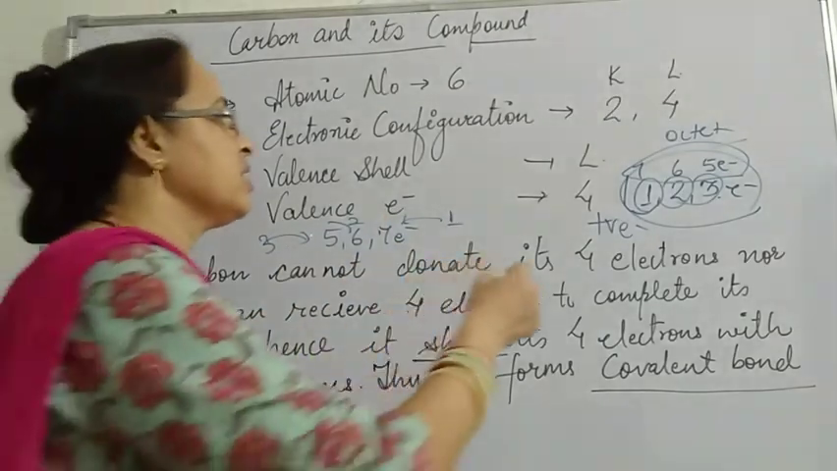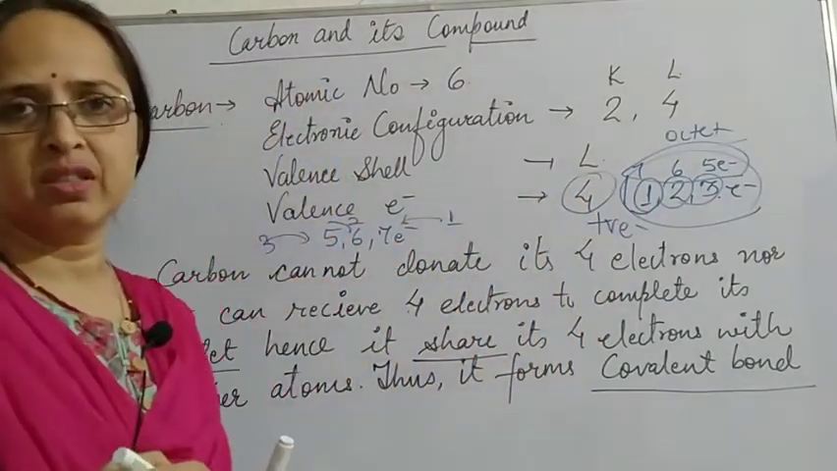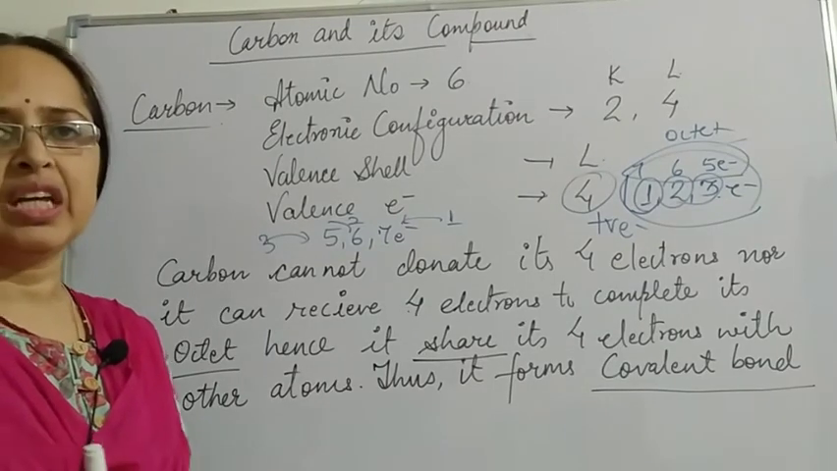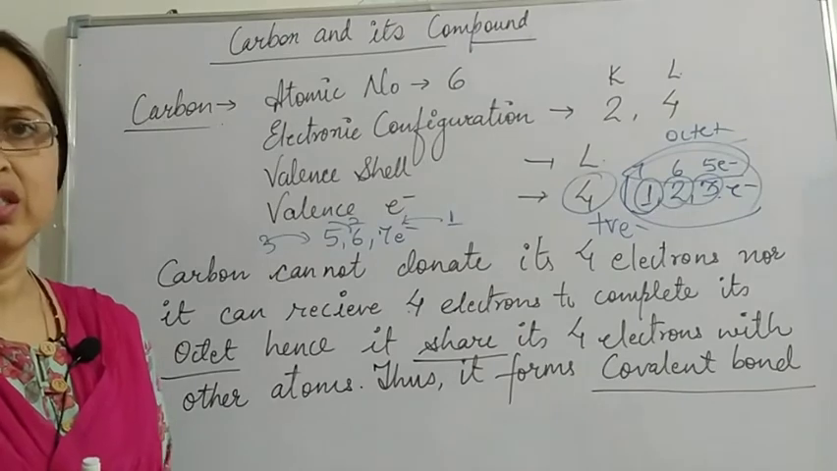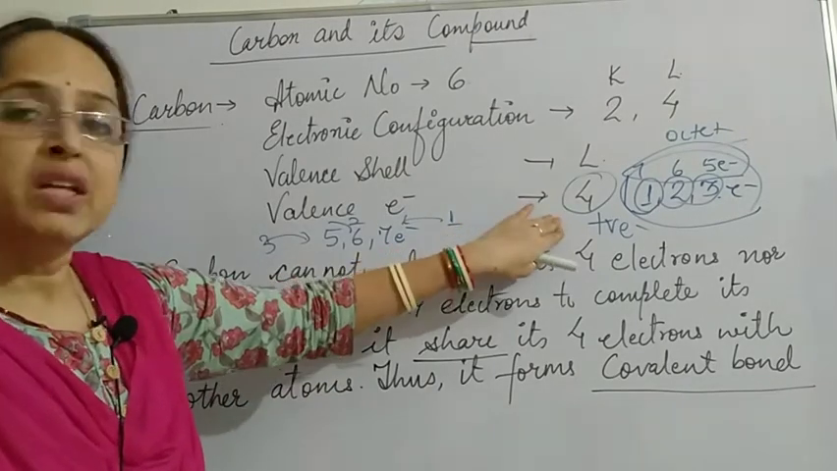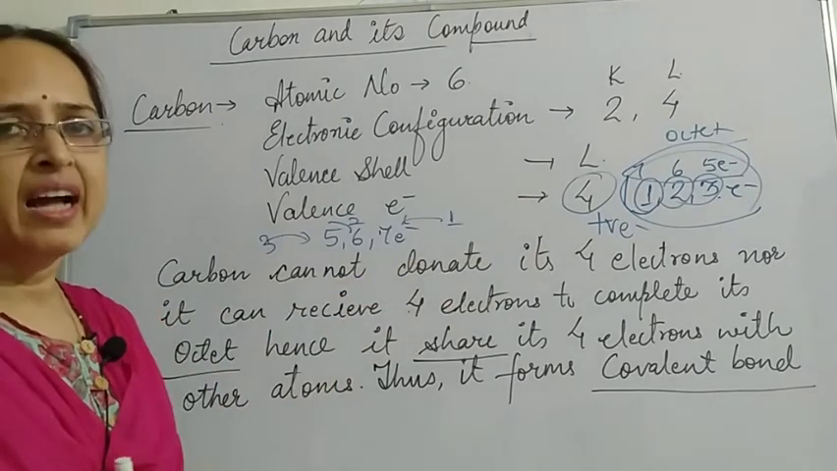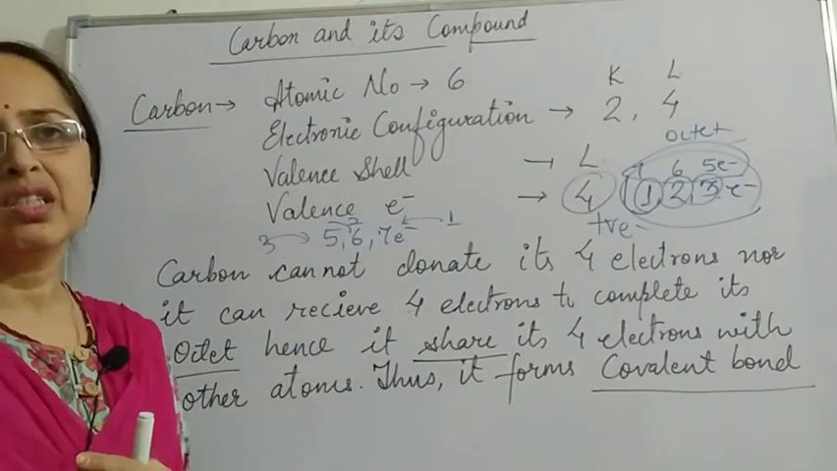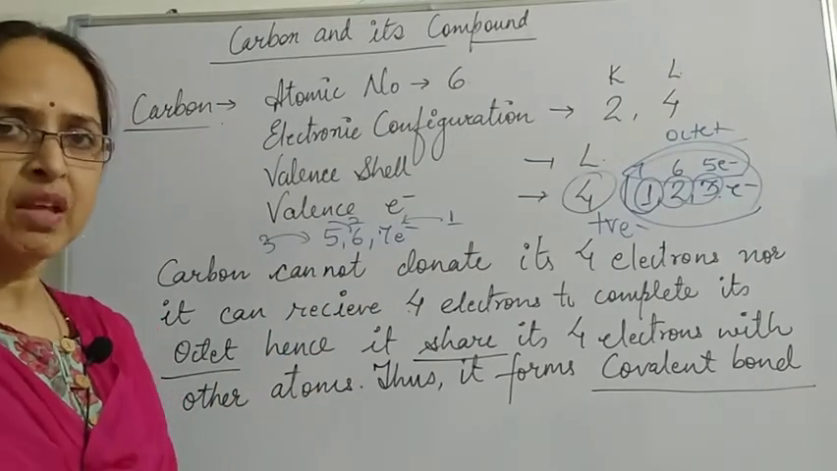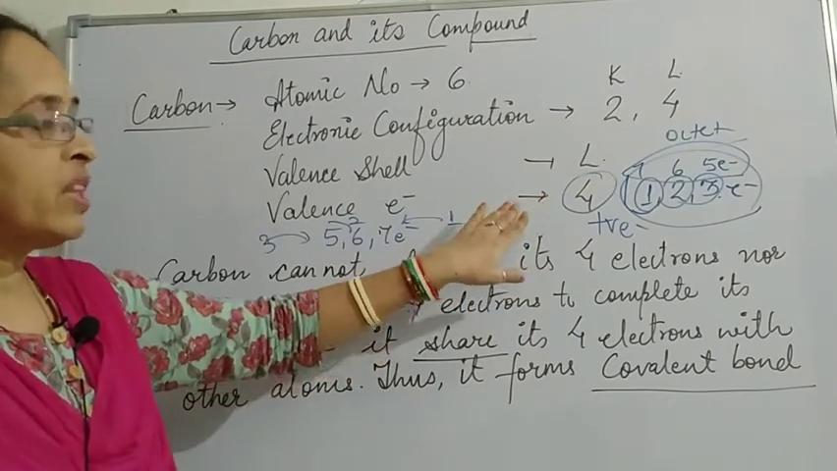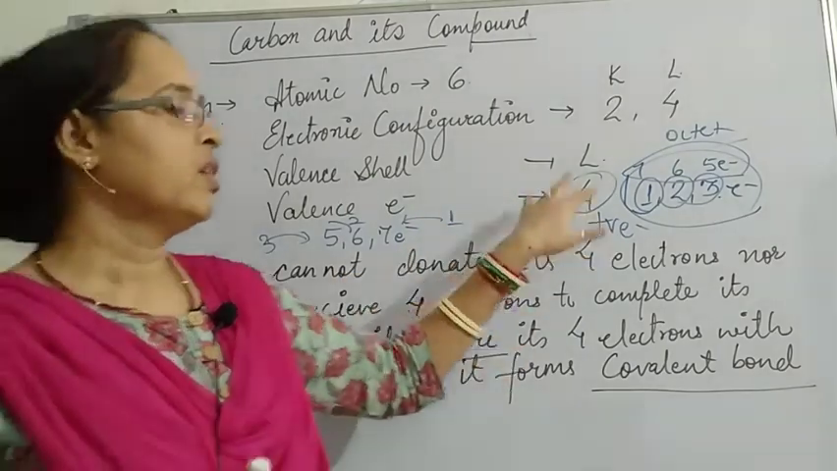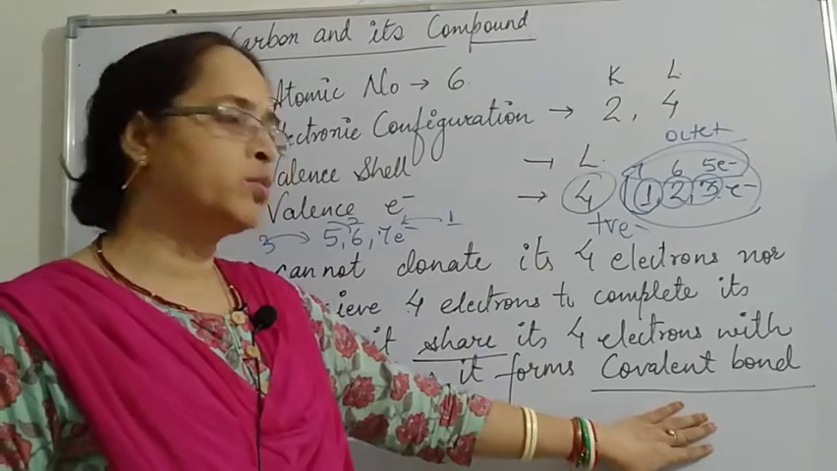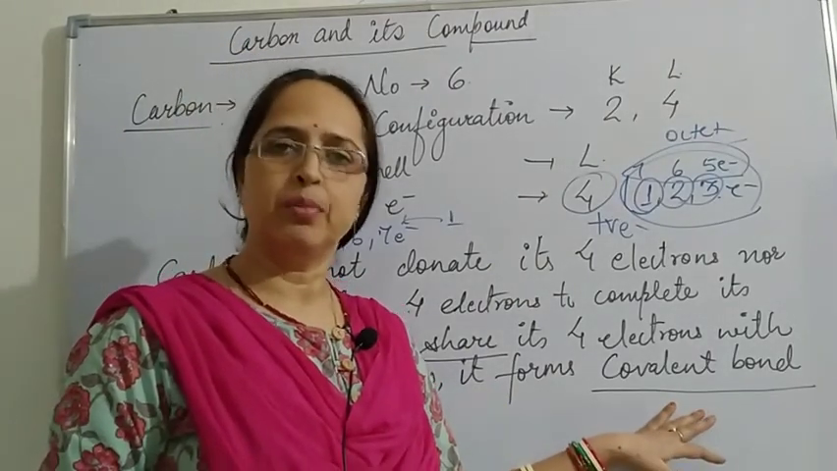But carbon has 4 electrons. Because of the presence of 4 electrons, carbon can neither donate nor receive electrons, since donating or gaining 4 electrons is not possible. So it shares its 4 electrons with other atoms and completes its octet. When an atom shares its electrons with another atom, it forms a covalent bond.